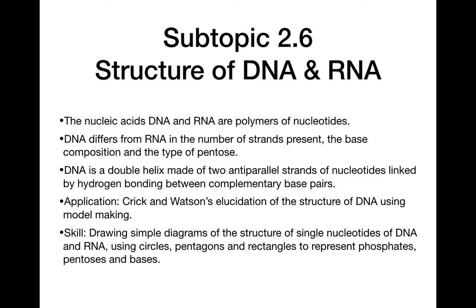DNA differs from RNA in the number of strands present, the base composition, and the type of pentose sugar. DNA is a double helix made of two antiparallel strands of nucleotides linked by hydrogen bonding between complementary base pairs. And Watson and Crick's elucidation of the structure of DNA using model making. I was going to do some drawing skills as well in this lesson.